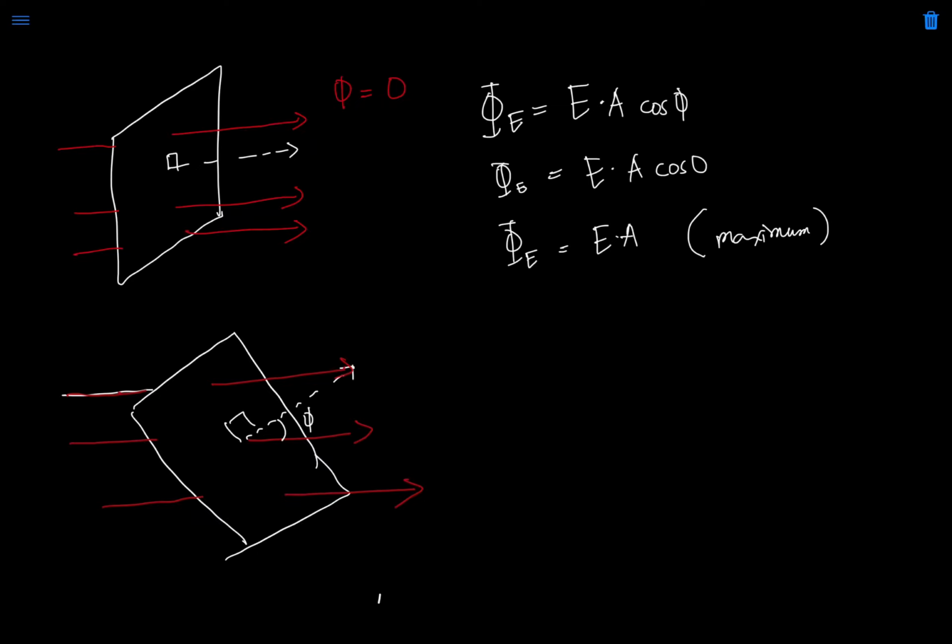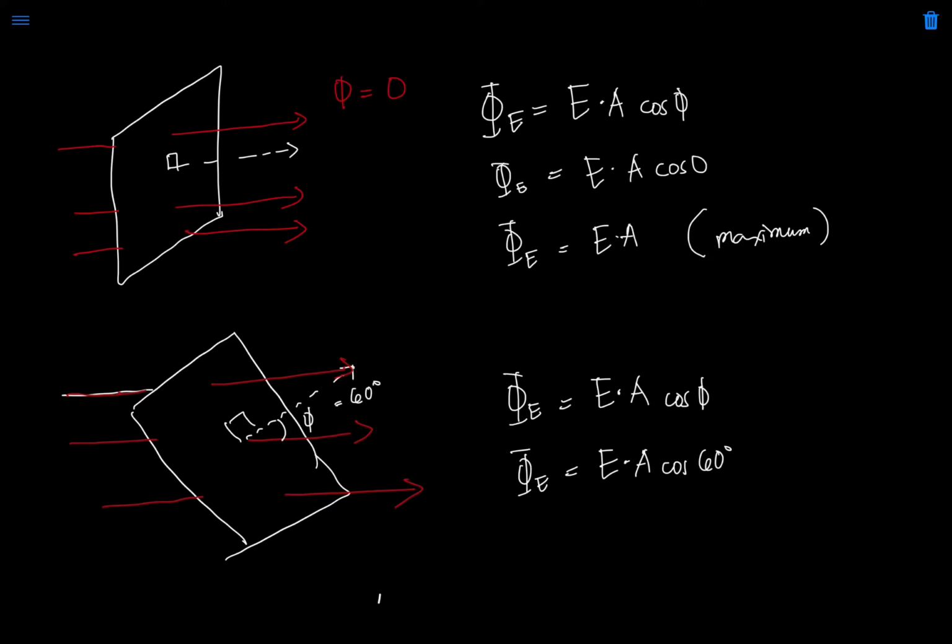In this case, the electric flux will be E times A cosine phi. And suppose that the angle phi is equal to 60 degrees. So we can have the electric flux as E times A cosine 60. And by using your calculator, you can easily solve for the electric flux.